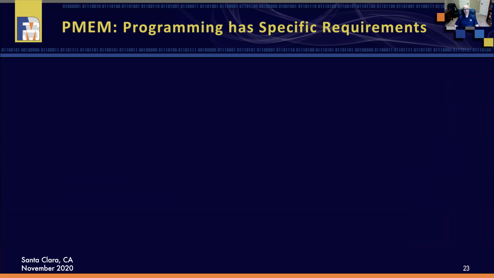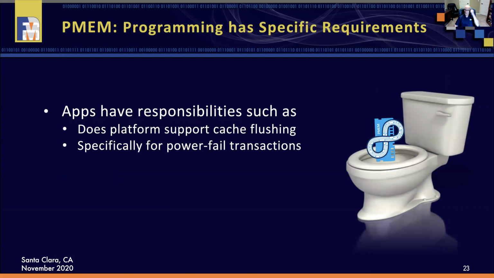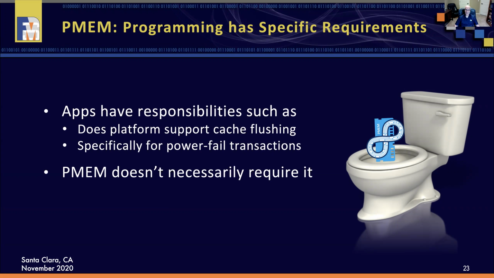Programming has, as I said, specific requirements. You've got to remember, applications have some responsibilities now. You've got to know whether the platform supports cache flushing. Well, that's a given. But more importantly, you have to know when you don't need to implement it. It may automatically do a cache flush after a power fail, but let's say you're using MemVerge or Formulus Black. Do you really want to do that? Or do you want to recover from snapshot? See, there's a little difference here.